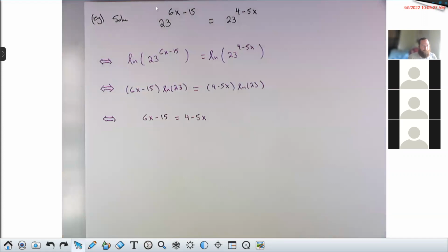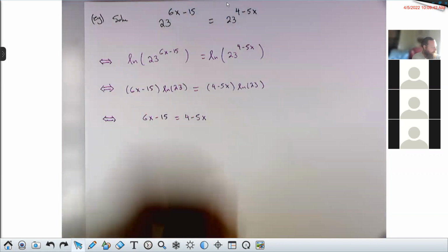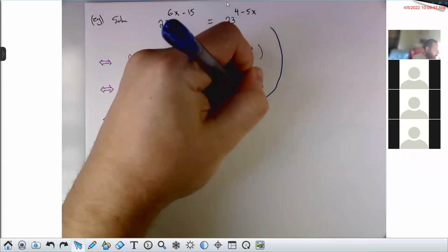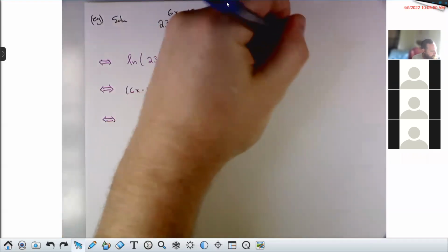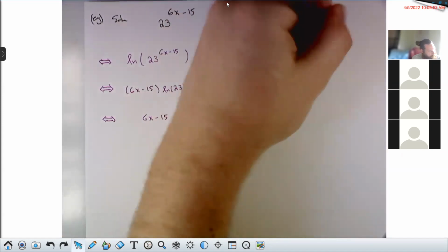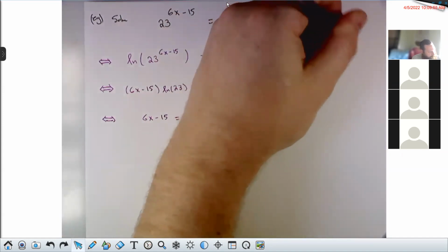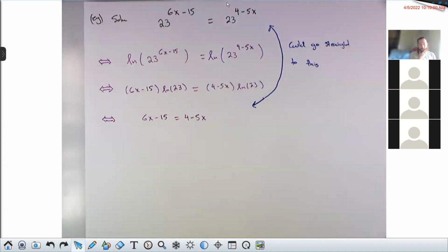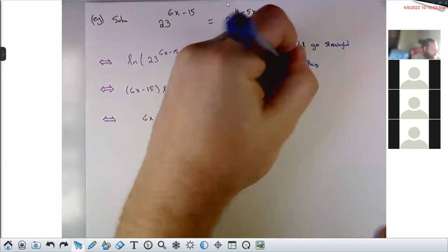And kind of the thing you're meant to realize is that you could have gone straight from here to here, because both sides are 23 raised to some power, 23 raised to some power. So the only way for those two things to be equal is for the powers to be equal. In general, this is called the one-to-one property.